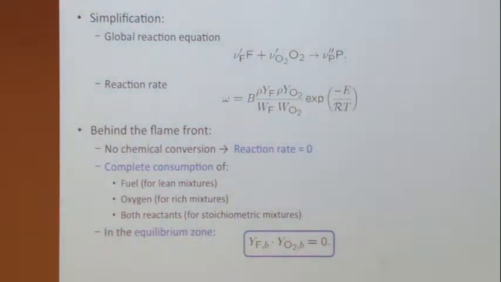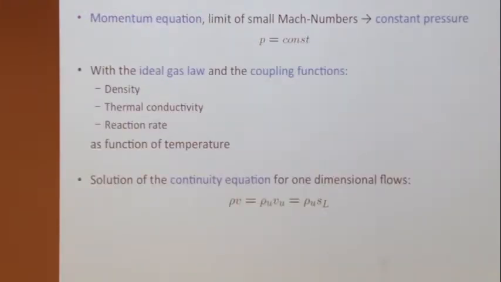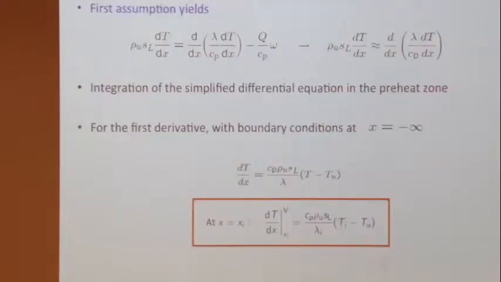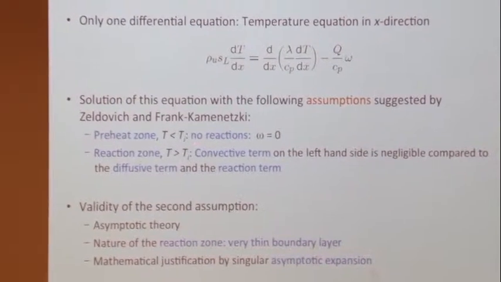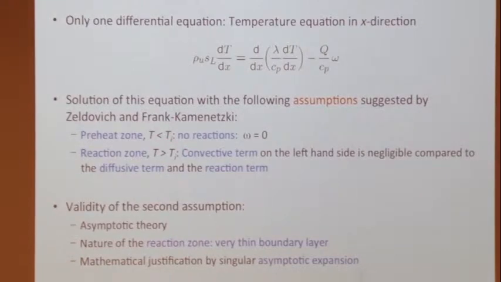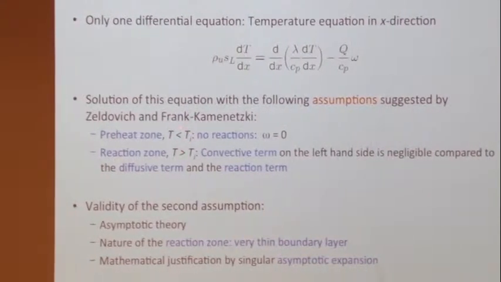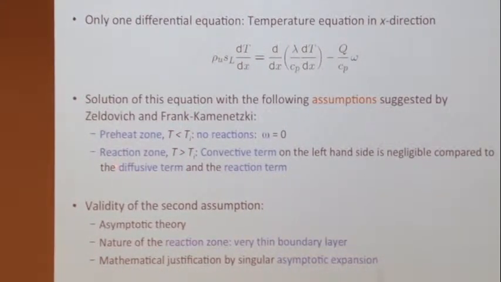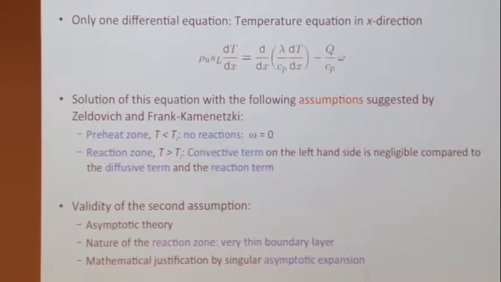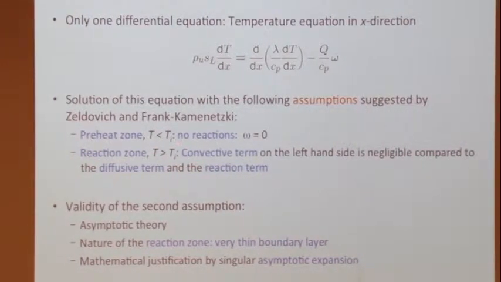Okay? So that's why we can say, because we are looking at the large activation energy limit, that if the temperature is lower than some temperature we define, there are no reactions. And for a temperature larger than this temperature, the convection term should be very small compared to the diffusion term and the reaction term. That's hard to understand, and I don't know how they figured it out at that time. But it's true. This is a really good assumption.